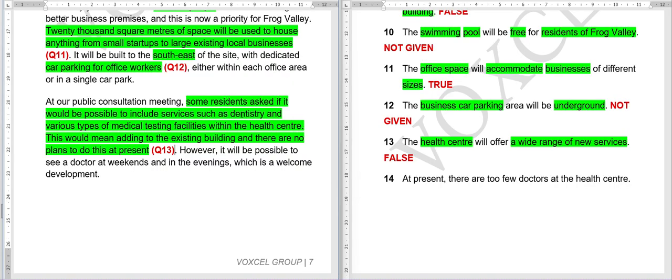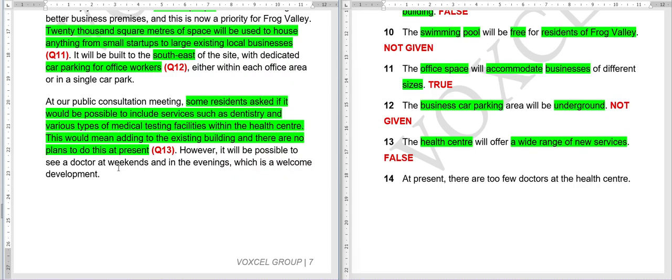But why is it false? Because they are saying that this would mean adding to the existing building, and there are no plans to do this. So if you want to add these new services, then you have to extend the building, add new premises or area to the building, and they don't have any plans to do that. Basically, they are not going to offer you any new service. So you will just get the old services that you are getting right now.